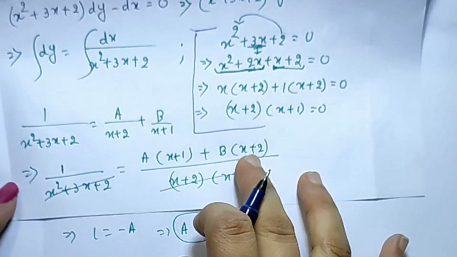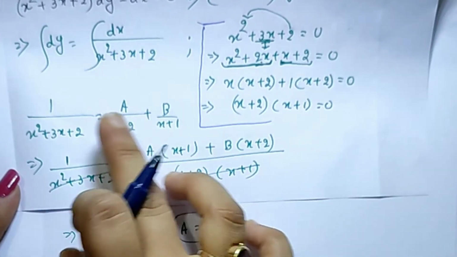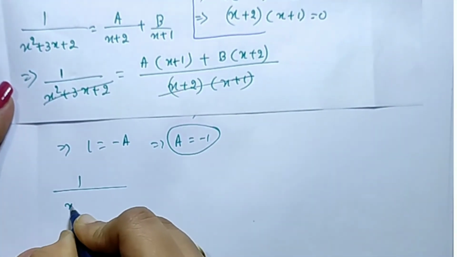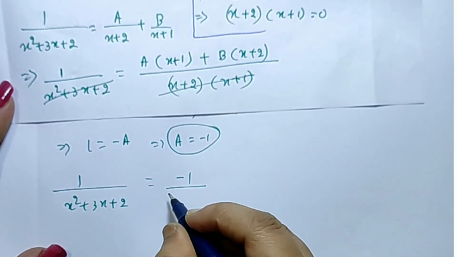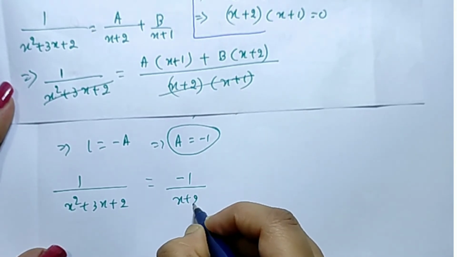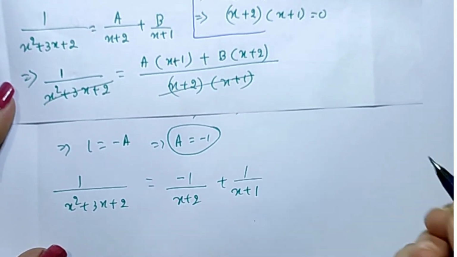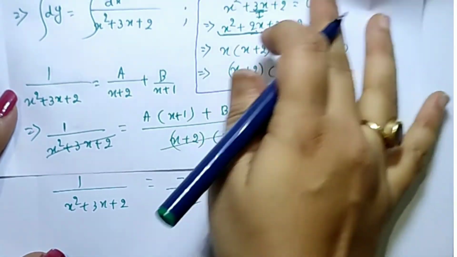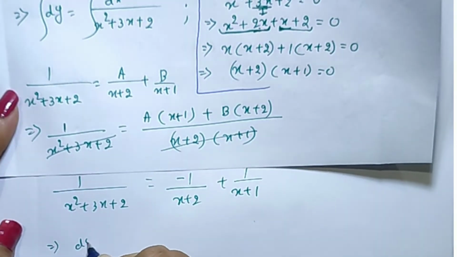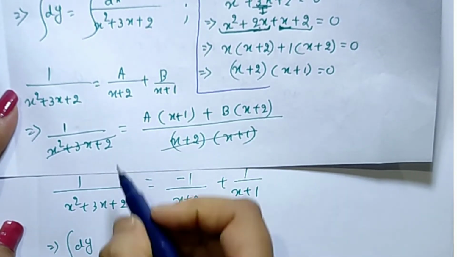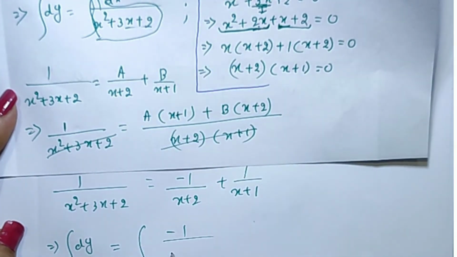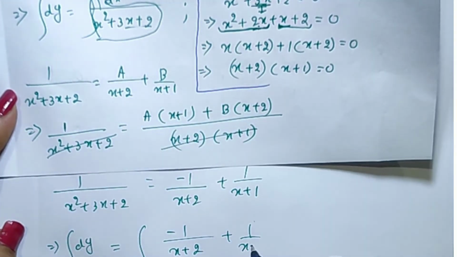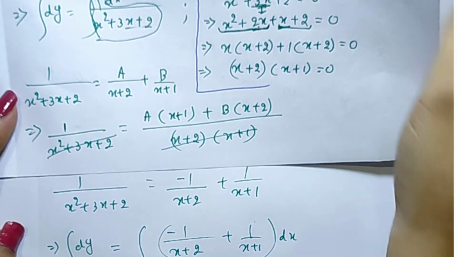Now we have the values of a and b. So I can write 1/(x² + 3x + 2) = −1/(x + 2) + 1/(x + 1). Now finding the integration, the integration of dy is equal to the integration of, in place of 1/(x² + 3x + 2), I can write −1/(x + 2) + 1/(x + 1), into dx.